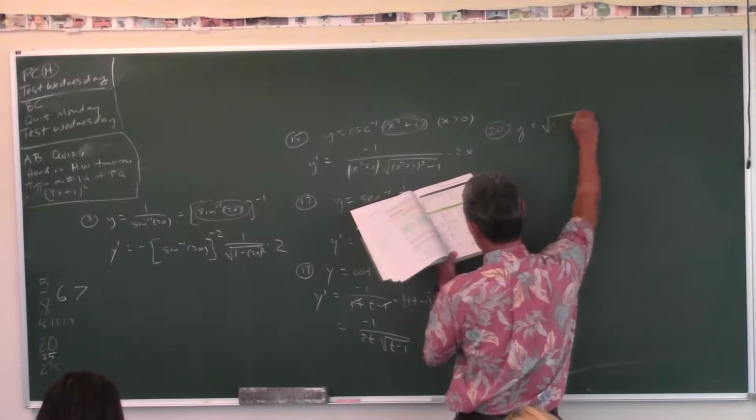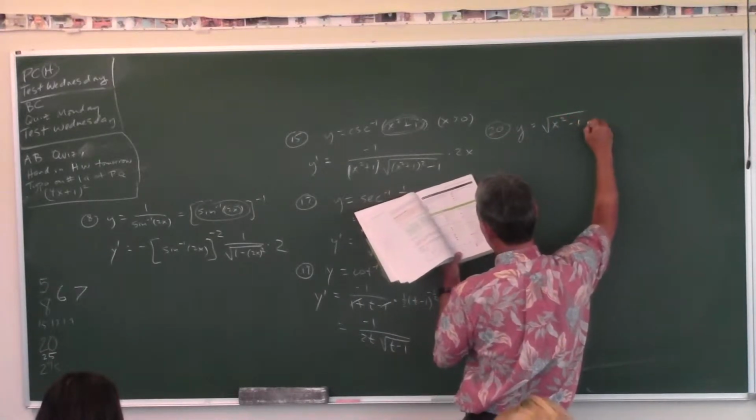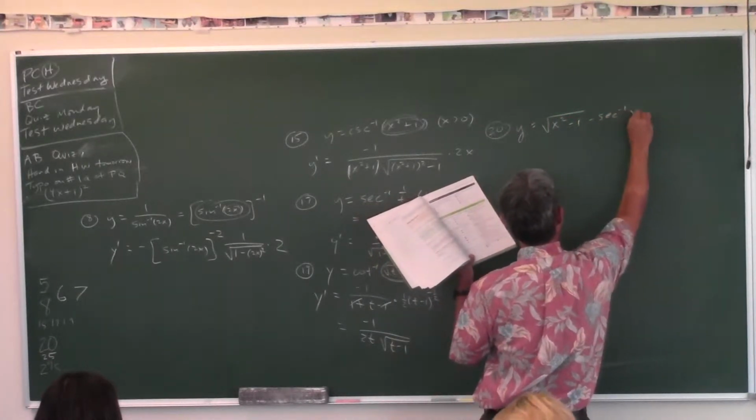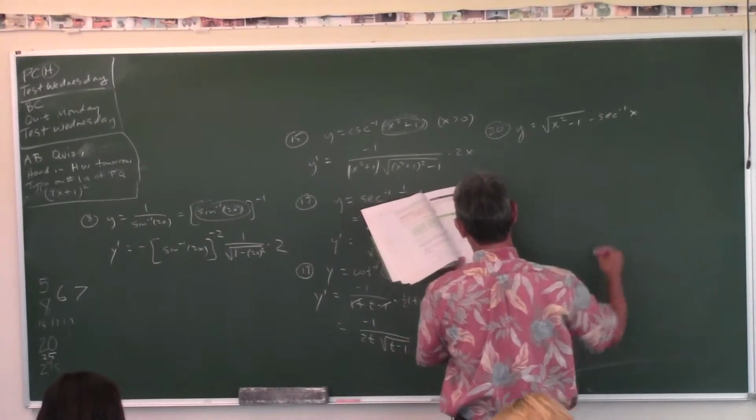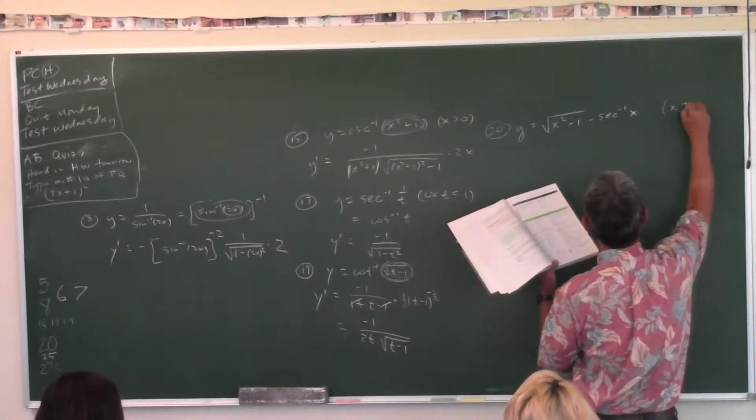y equals root x squared minus 1 minus secant inverse x. And they didn't give a restriction. I'm guessing x has got to be greater than 1.